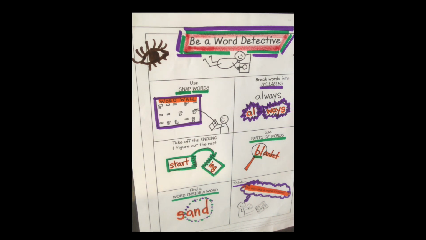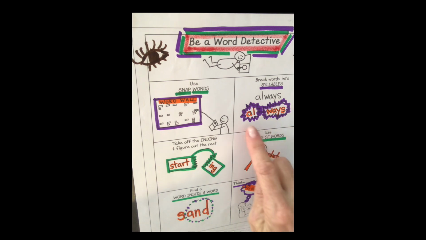When we break our word down into syllables, we might be able to figure out how it works. So for the word always, we'd break it up. Al-ways. And then we would put it together. Always. And then blend it together. Always.